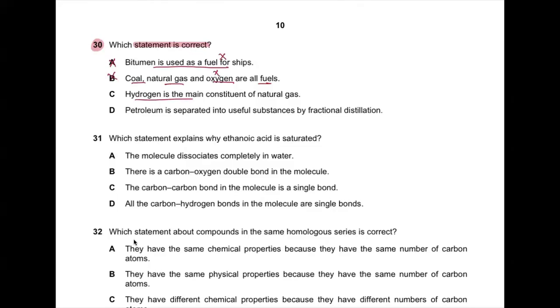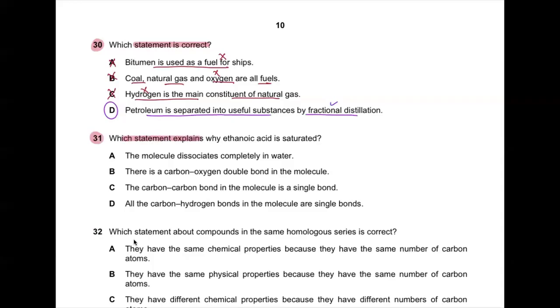So B goes wrong. Hydrogen is the main constituent of natural gas. No, methane is the main constituent of natural gas. So A, B, and C are wrong. Then it means D is correct. Petroleum is separated into useful substances by fractional distillation. Yes, it is. MCQ number 31.